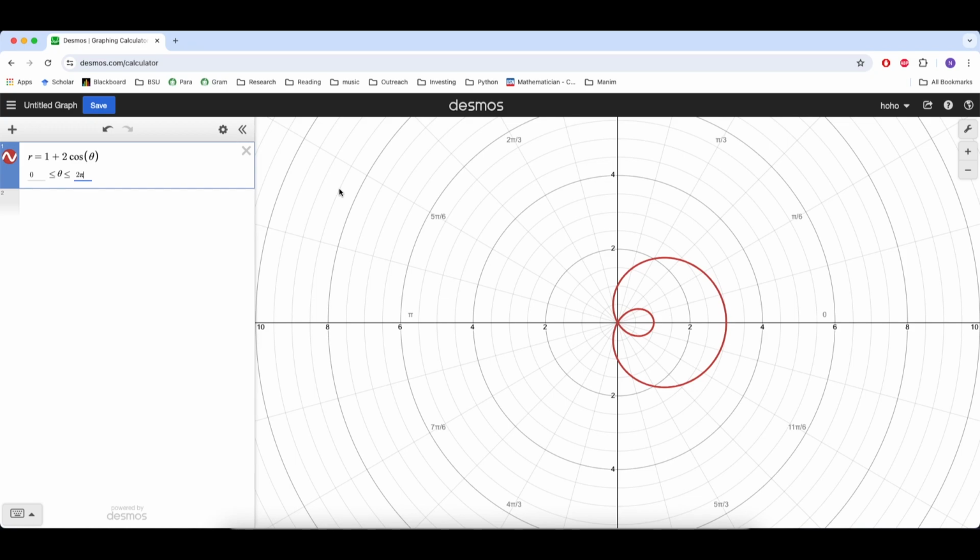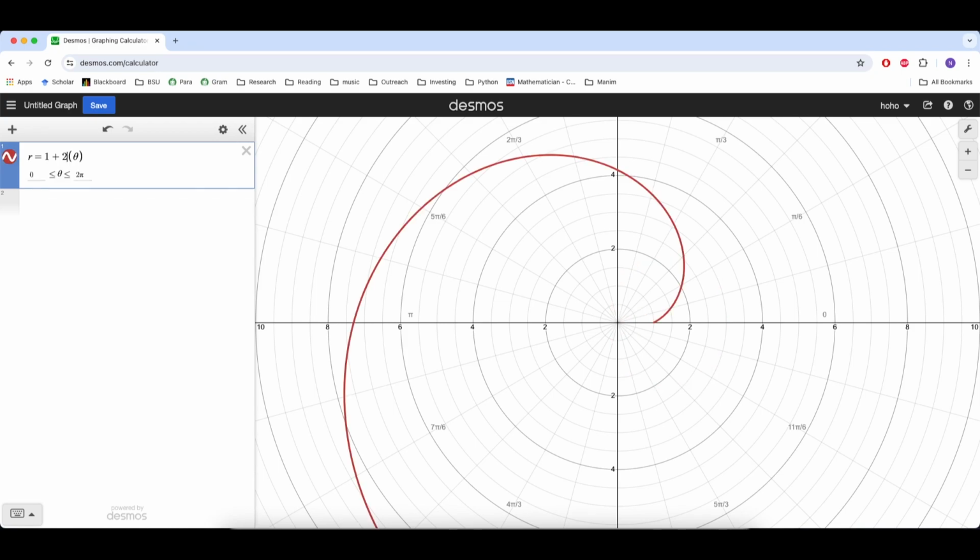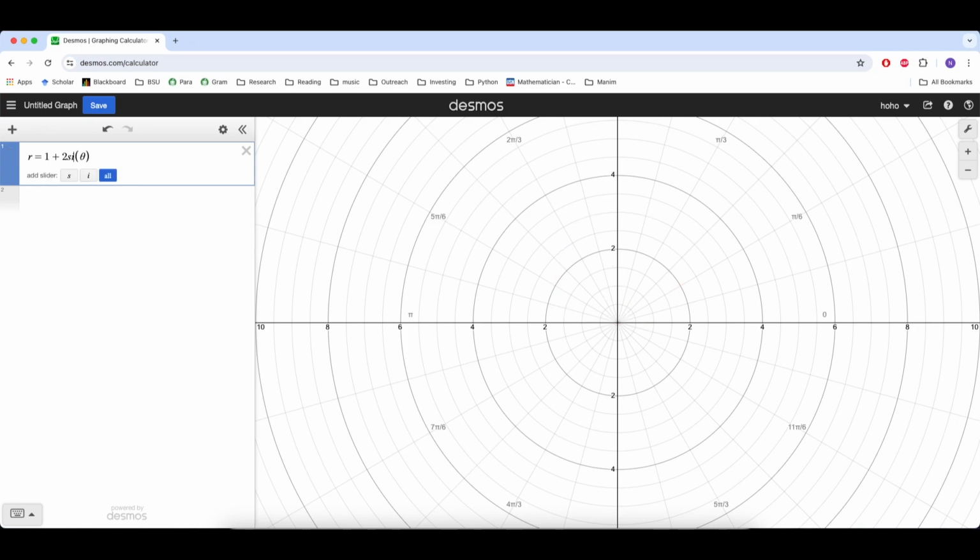You can manipulate the value of A and the value of B. A is this number, and B is the number in front of cosine of theta, or the coefficient of cosine of theta. You can see the same behavior for sine of theta. When you change to sine of theta, it switches to the vertical axis, because sine corresponds with the vertical axis and cosine corresponds to the horizontal axis.